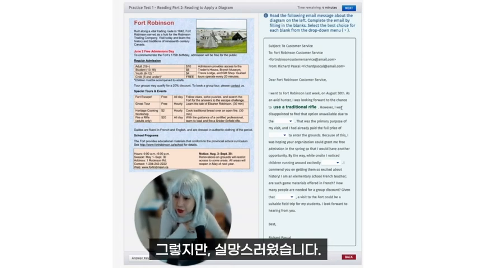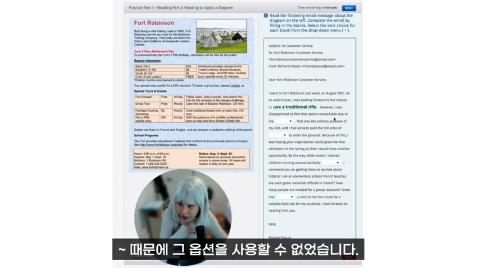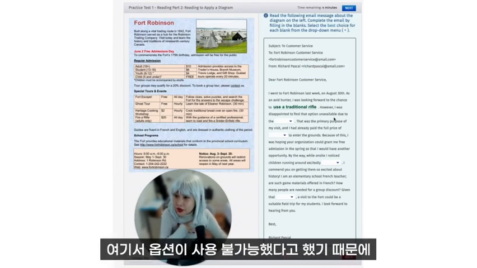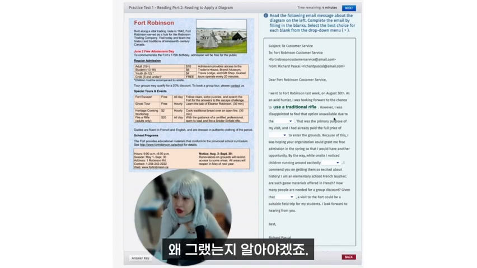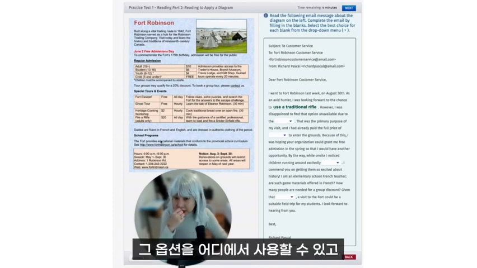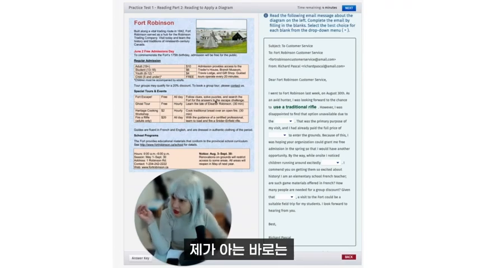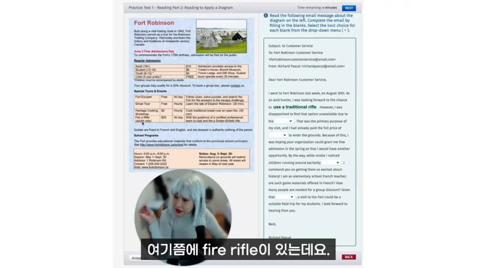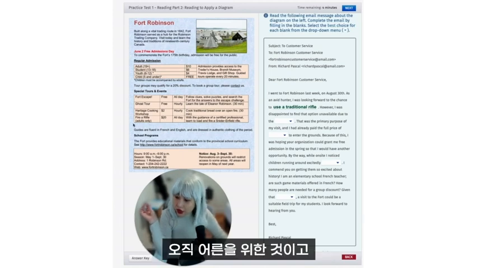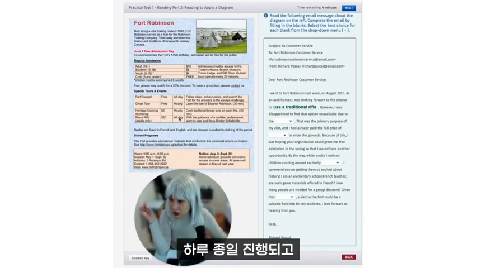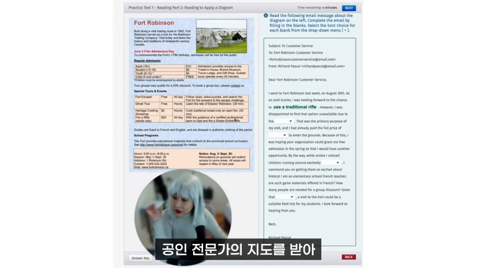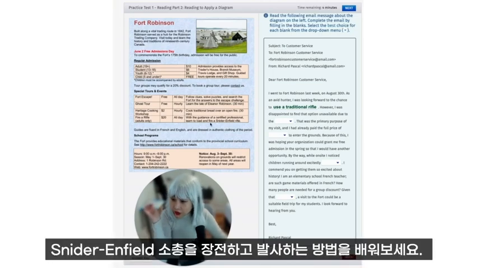However, he was disappointed. Okay, he got disappointed. That's a shame. He found that the option was not available, and you need to know the reason why. So we have to go through this and see where he can do that and why it wasn't available. As far as I'm concerned, I see there is "Fire a rifle." Okay, it's only for adults and it's all day, and with the guidance of a certified professional, learn to load and fire a Sniper Enfield rifle.